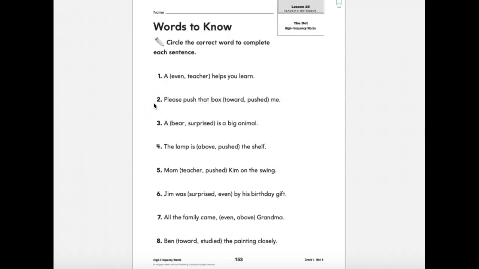Number 2 says, please push that box blank me. Please push that box toward, pushed. Circle the word that best completes the sentence for number 2. Please push that box toward me, pushed me.